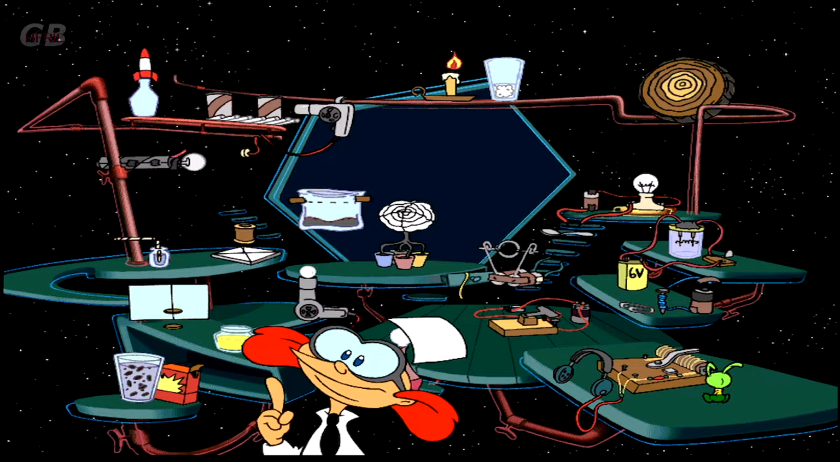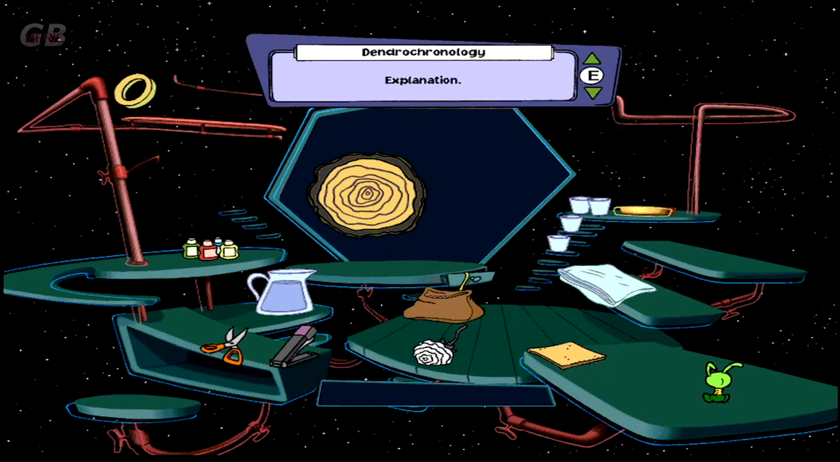Dendrochronology. Dendrochronology is the science of dating events, intervals of time, and changes in the environment by studying the rings of growth in trees. The center rings of a tree represent the oldest part of the tree's life, while the outer rings can tell a dendrochronologist about its recent history.